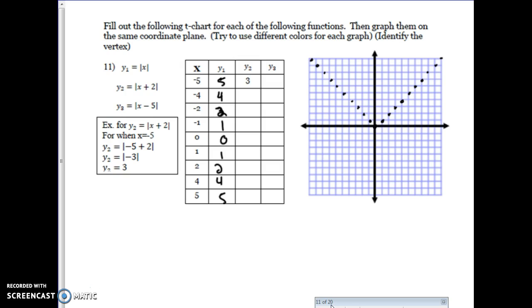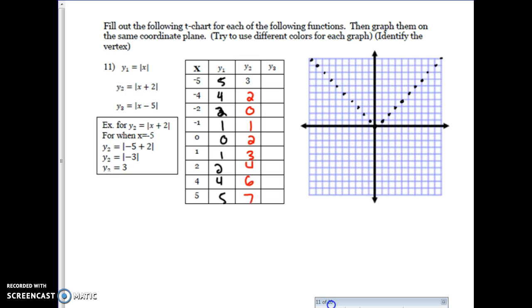Now we want to plug -4 in. So I'm taking the absolute value of -4 plus 2, which is -2. The absolute value of -2 is 2. -2 plus 2 is 0. -1 plus 2 is 1. 0 plus 2 is 2. 1 plus 2 is 3. 2 plus 2 is 4. And 4, 6, and 7. So I'm going to graph each of these points.